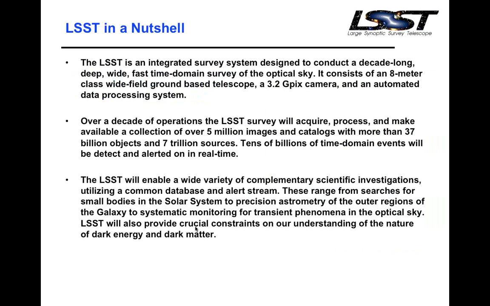And then because we'll make many repeat exposures of every part of the sky, we'll develop a census of what we call time domain events, which are things that have changed in the sky, either because an object has changed in brightness or because it's moved. And there'll be tens of billions of time domain events during the course of the 10 years. We'll produce something like 10 million per night.